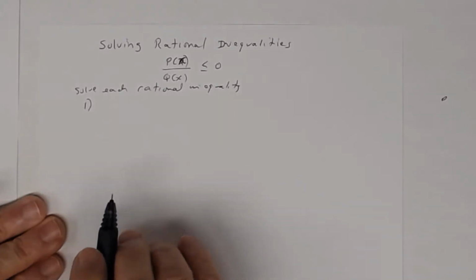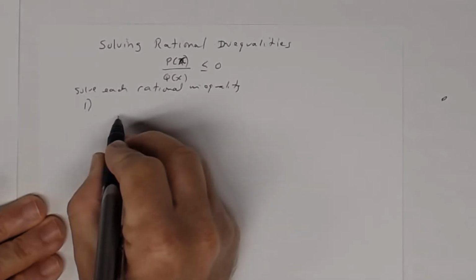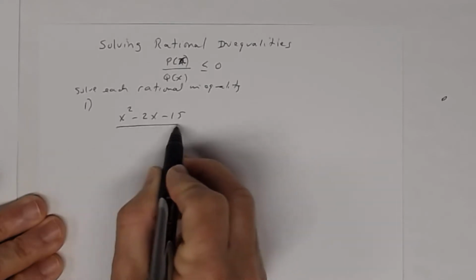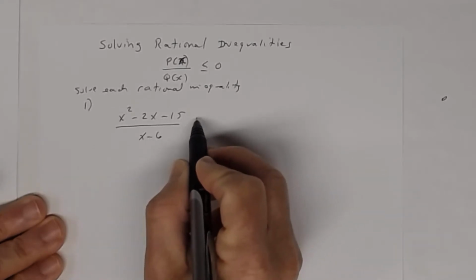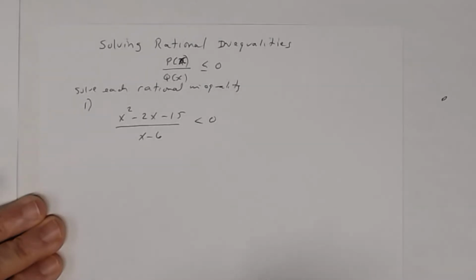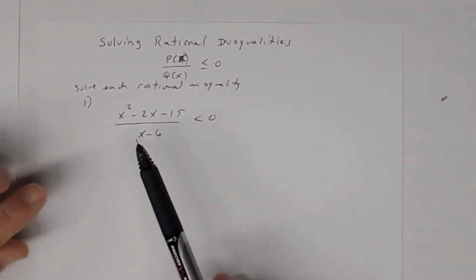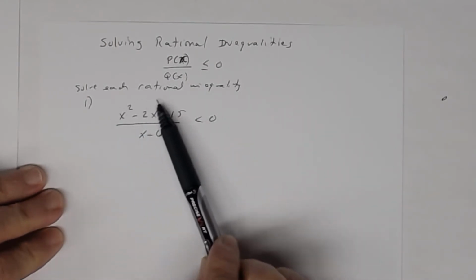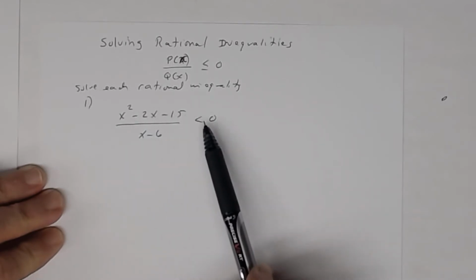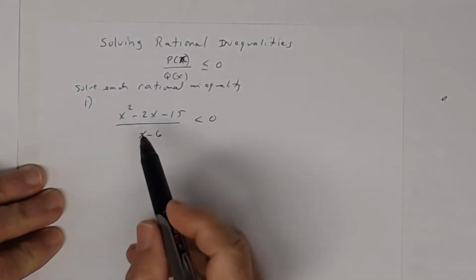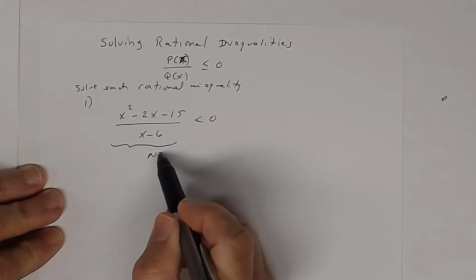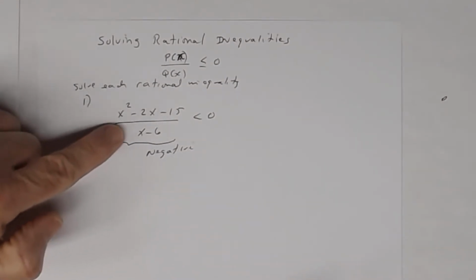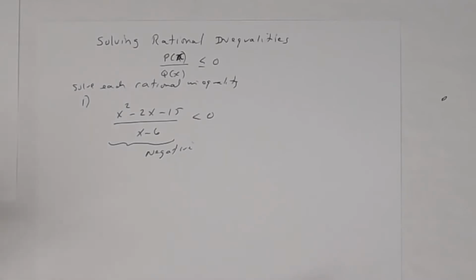All right, so let's look at the first one. We have x squared minus 2x minus 15 divided by x minus 6, and let's say less than 0. Now remember what you're trying to do. You're trying to find all real numbers for x where this rational expression is less than 0, meaning negative. So you want this rational expression to be negative. That's what you're asked to find. What values of x will make this a negative number? And those would be your solutions.